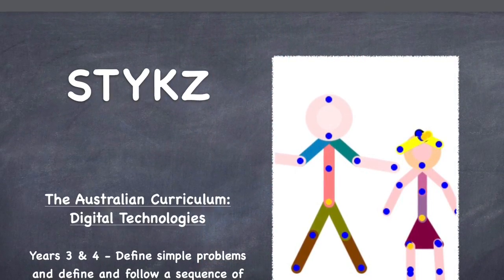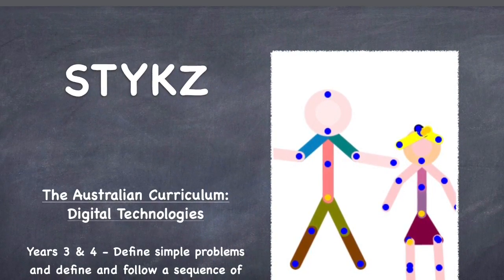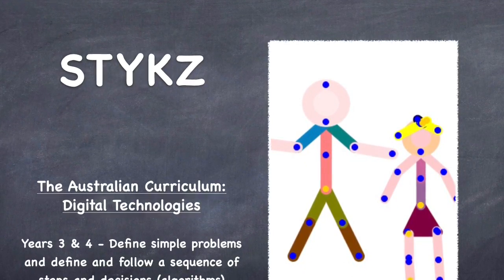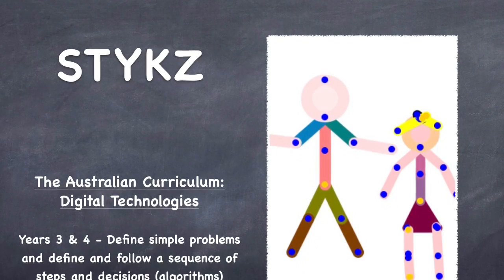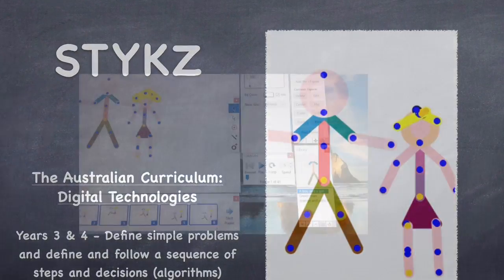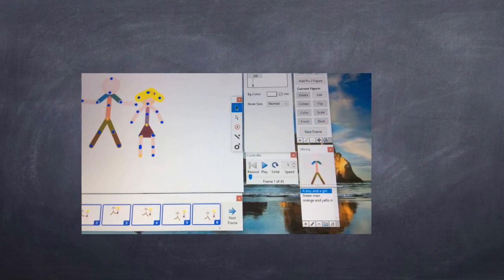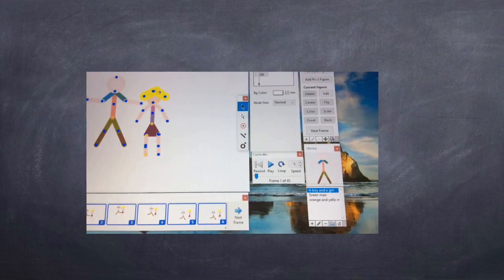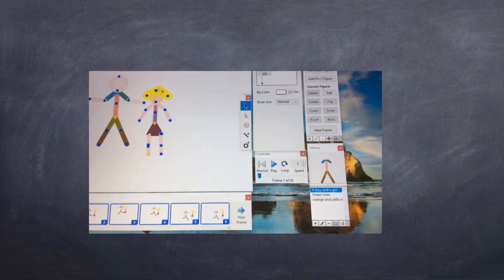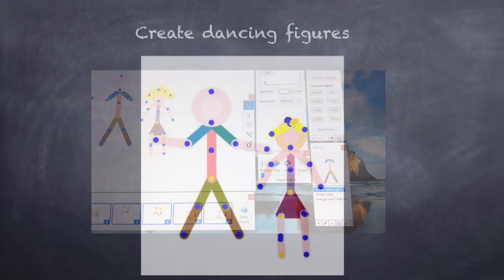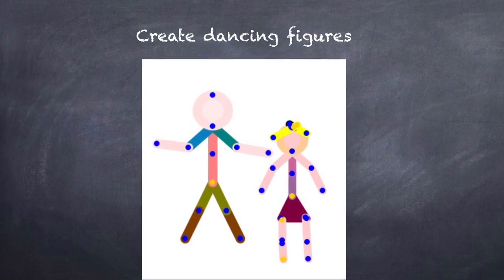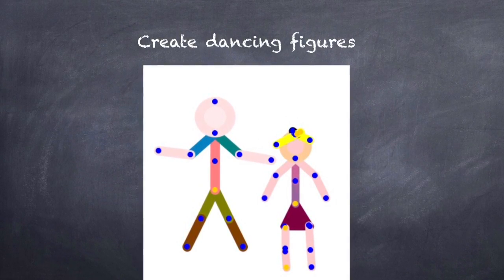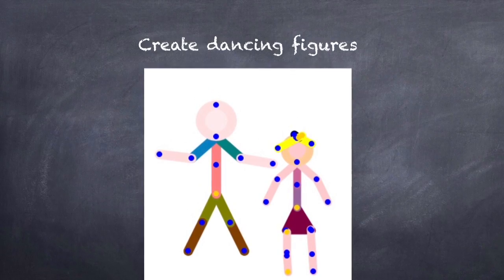The Australian Curriculum Technologies Years 3 and 4 instructs that students should be able to define simple problems and describe and follow a sequence of steps and decisions needed to solve them. Coding is a valuable skill in today's technological world. I chose Stix as it is a relatively easy introduction to how coding is used to produce an outcome, in this case moving figures. I use this program to show my student how sequence and following step-by-step instructions is necessary to get a desired outcome.